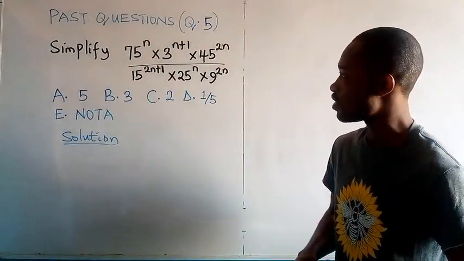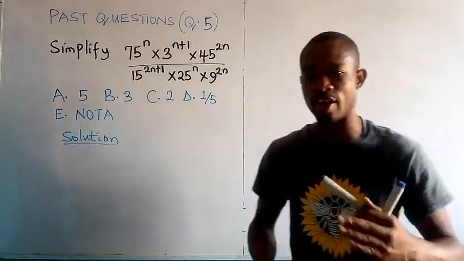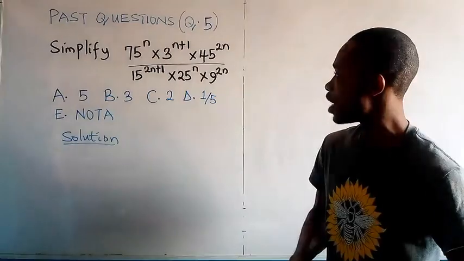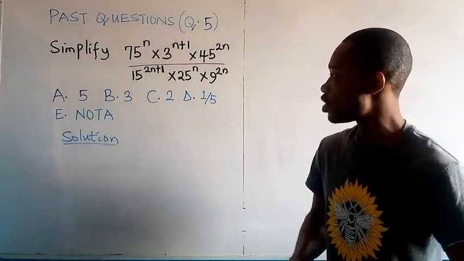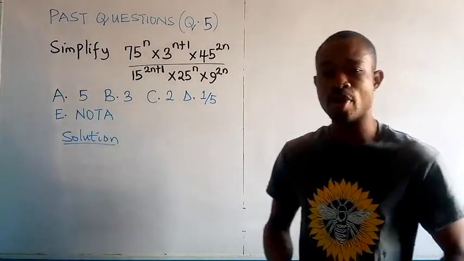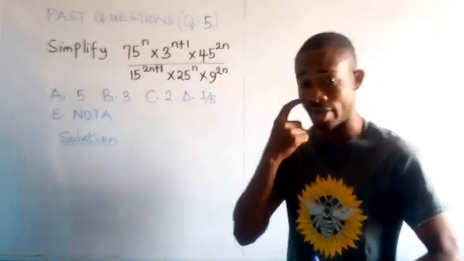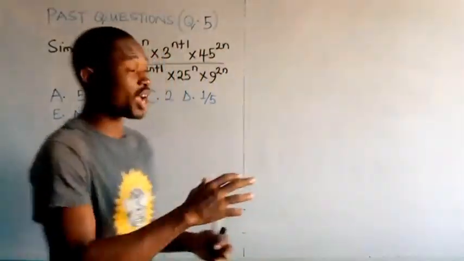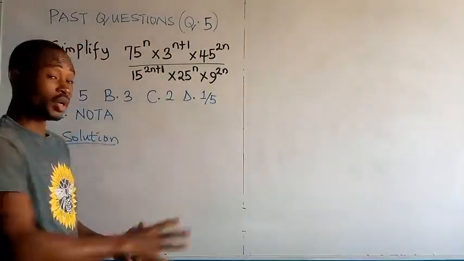We are asked to simplify 75 to the power of n times 3 to the power of n plus 1 times 45 to the power of 2n, all over 15 to the power of 2n plus 1 times 25 to the power of n times 9 to the power of 2n. Now how fast can you solve this question? Because I won't solve it fully on the board as it is.